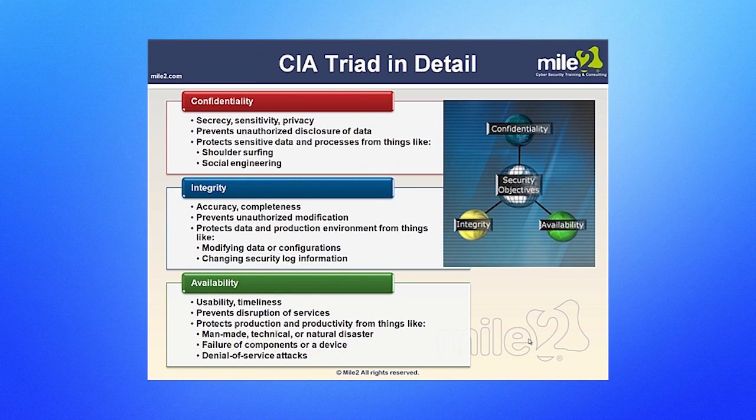So a little bit more on this. Confidentiality: secrecy, sensitivity, privacy. It prevents unauthorized disclosure of data and protects sensitive data and processes from things like shoulder surfing, where I'm actually, if I was a bad guy, looking over your shoulder, watching what you type, or looking at what you have on your computer screen. And we would want to do some preventative measures to keep that from happening, possibly pay attention to who's near you. Plus, you could have some sort of screen filter on there.